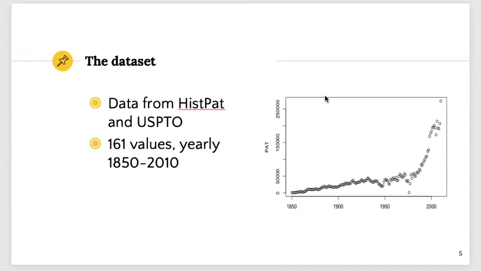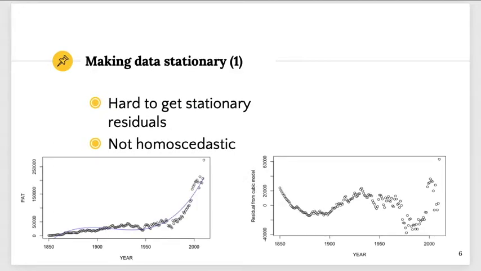All right, so if we turn to the data, it's from HistPath and the US Patent Office, and it was provided by my TA Chris, as I said. And it consists of 161 yearly values between 1850 and 2010 with no missing values. And clearly it grows a lot, so it was quite difficult to make stationary.